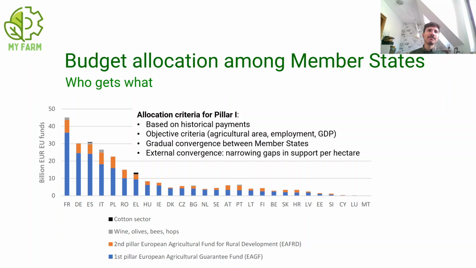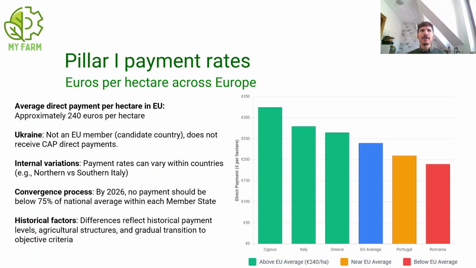But what the Commission is trying to introduce is a gradual convergence between member states. So the European Commission is trying to avoid that payments per farmer are different among member states. So they are working a lot to narrow the gaps in support per hectare.